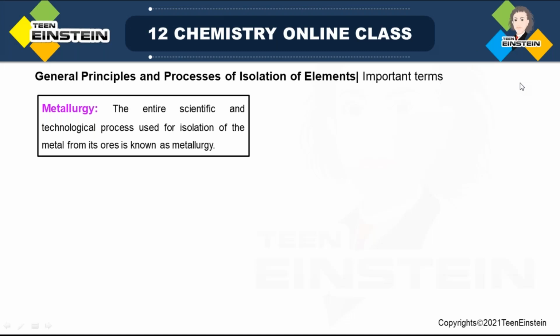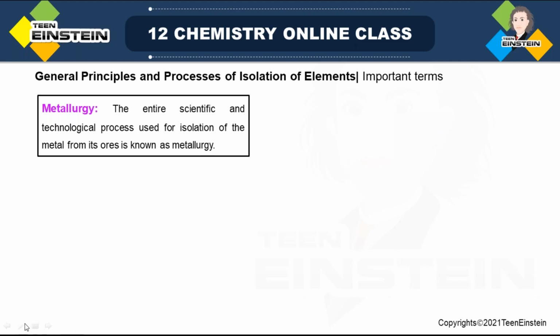Hello everyone. Today we are starting a new chapter which is general principles and processes of isolation of elements, and this chapter is also sometimes we call it metallurgy. Okay, so first we'll see what are the different important terms that we'll be using frequently in this whole chapter, and then what are the different steps involved in metallurgy, and also some examples of ores and minerals of different metals and some related problems.